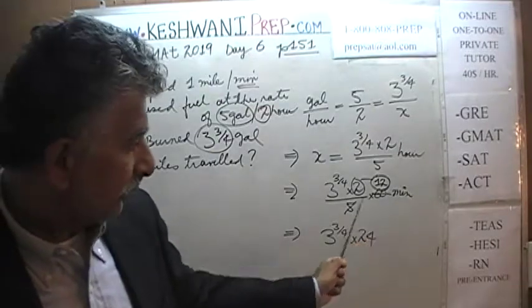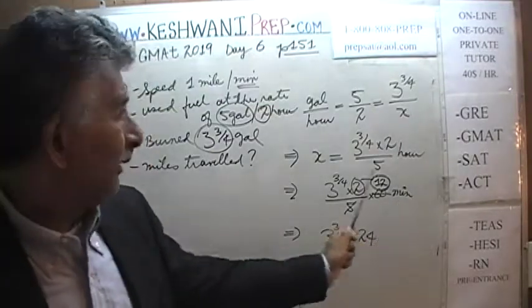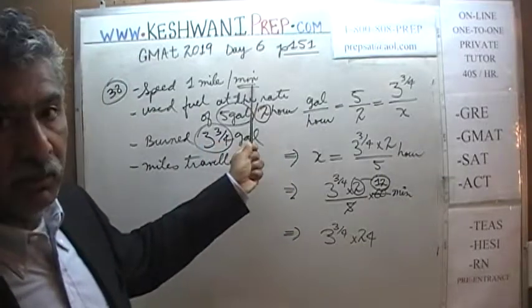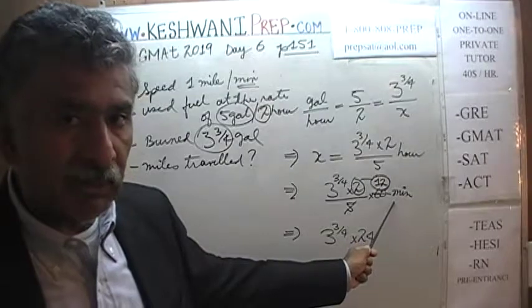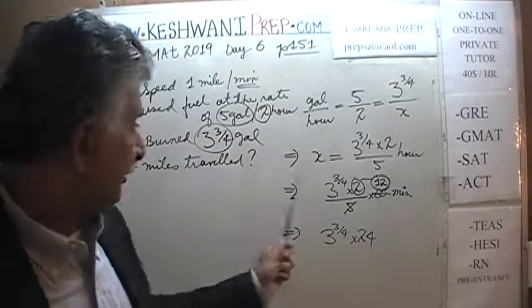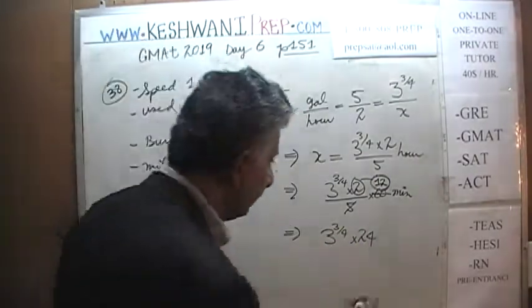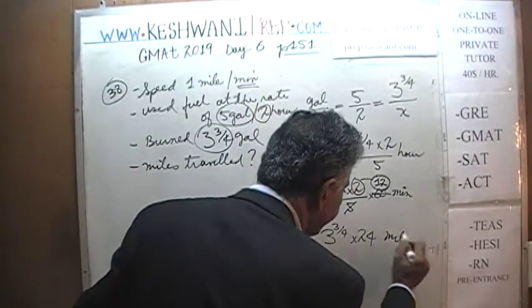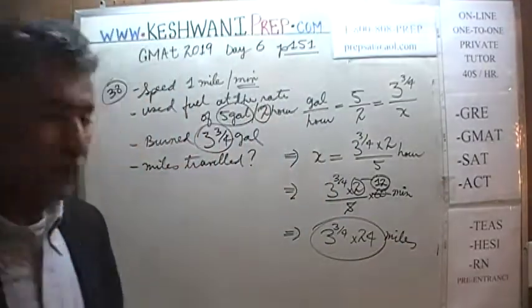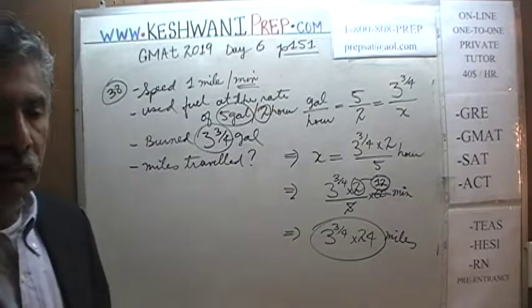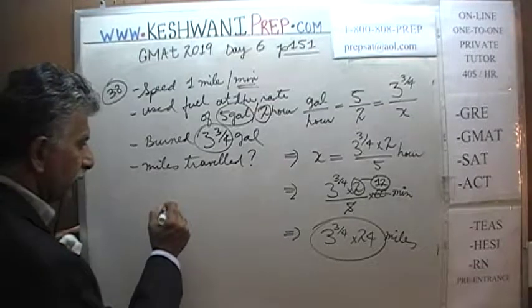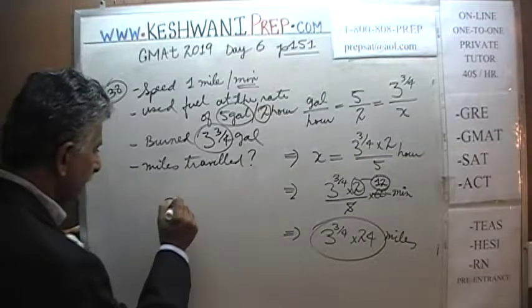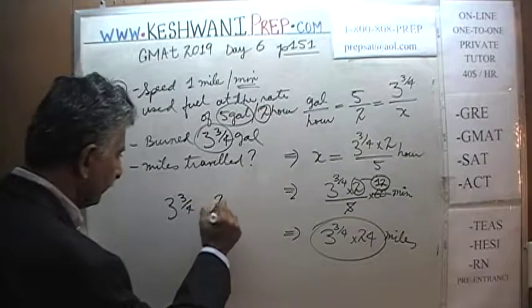Stay with me, okay? 3 3/4 times 24 minutes, but they're going exactly 1 mile per minute. So however many minutes they drove, that's however many miles they have driven, which is exactly what we want. The number of miles driven is just right here. Right there is our answer. 3 3/4 times 24. Let's figure out what that is. We can do it right here.